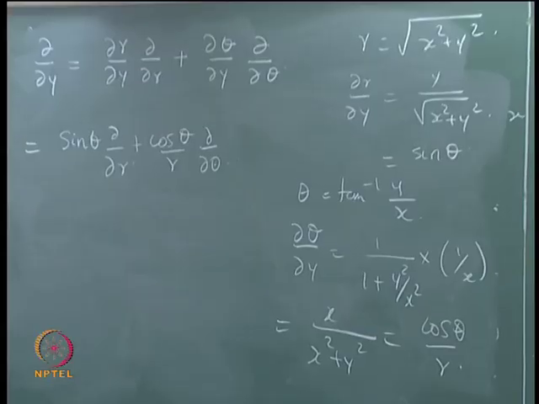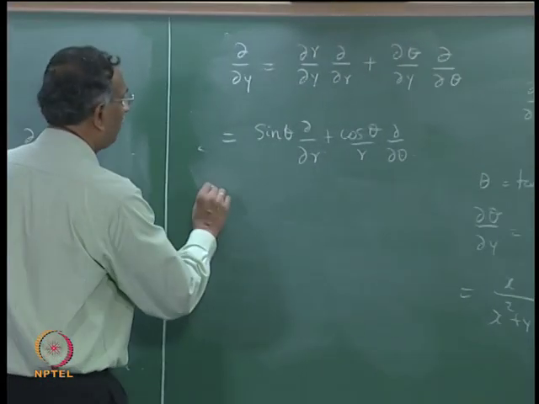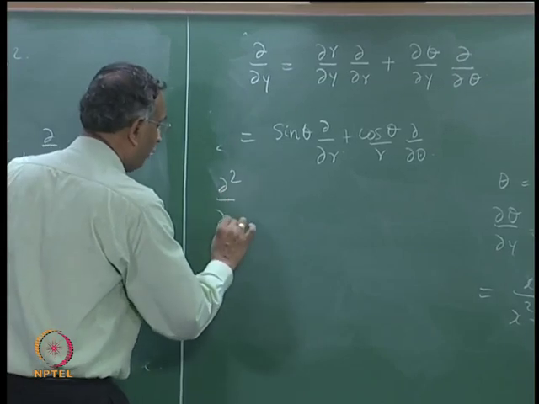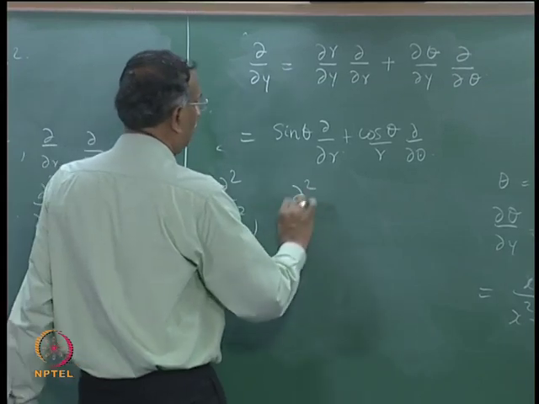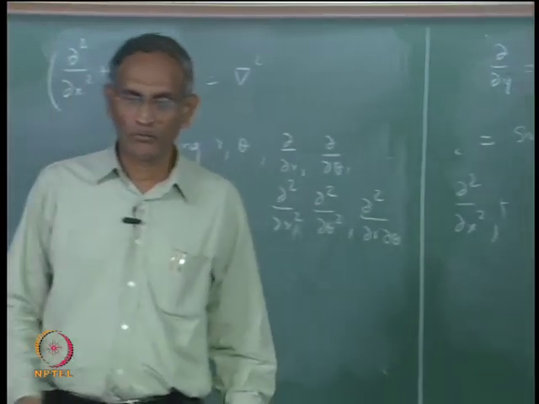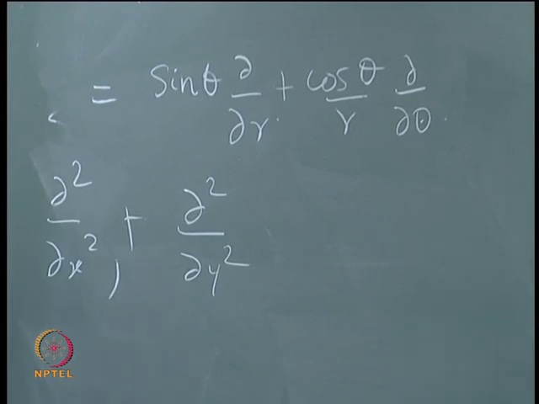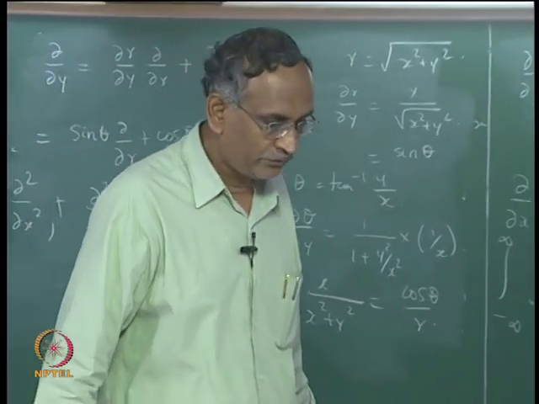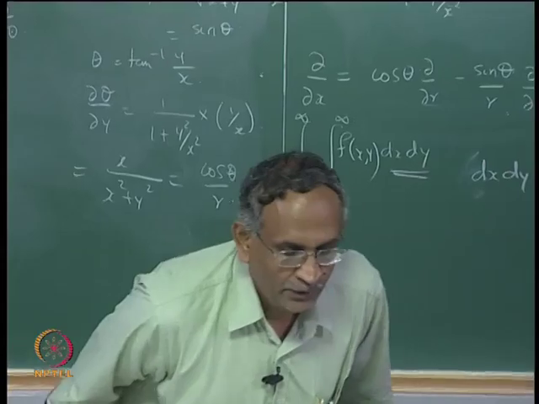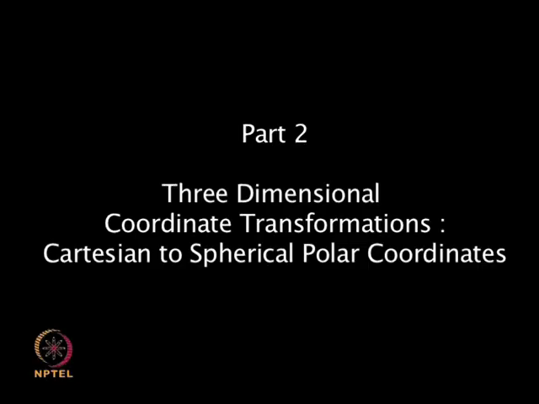Okay, cos theta by r dou by dou theta. Fine. So with that, you can calculate dou squared by dou x squared, dou squared by dou y squared, and then do the sum. So, that is the two-dimensional transformation. Now, let us do the three-dimensional transformation, but before we do that, we will see this one animation, which is an illustration of the three-dimensional coordinate system.